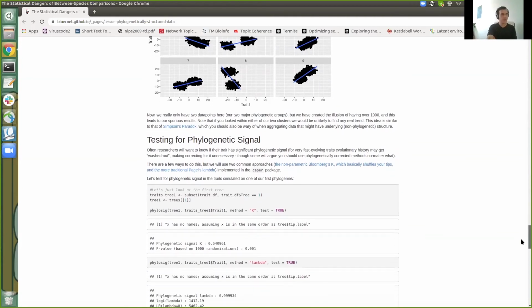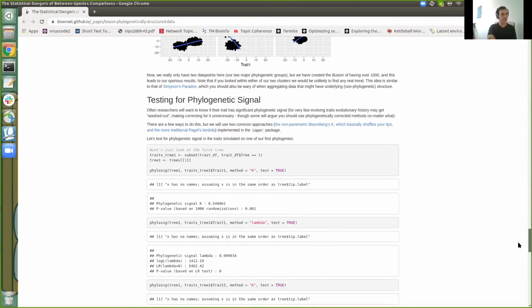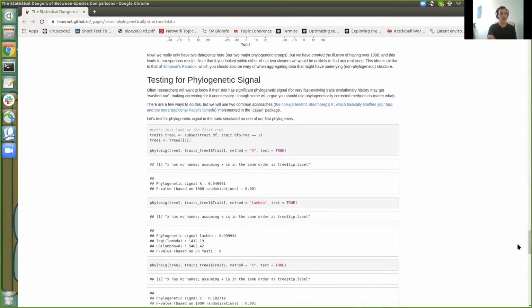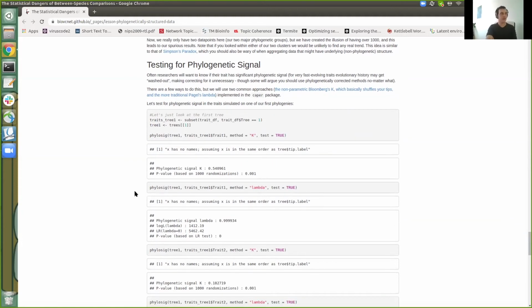But the part of the lesson I really want to emphasize is that there are methods to deal with this, right? So I gave a very hopeless result in the example where you got this highly confident but spurious result. So what can you do? Well, the first thing that people often want to do is test for phylogenetic signal.